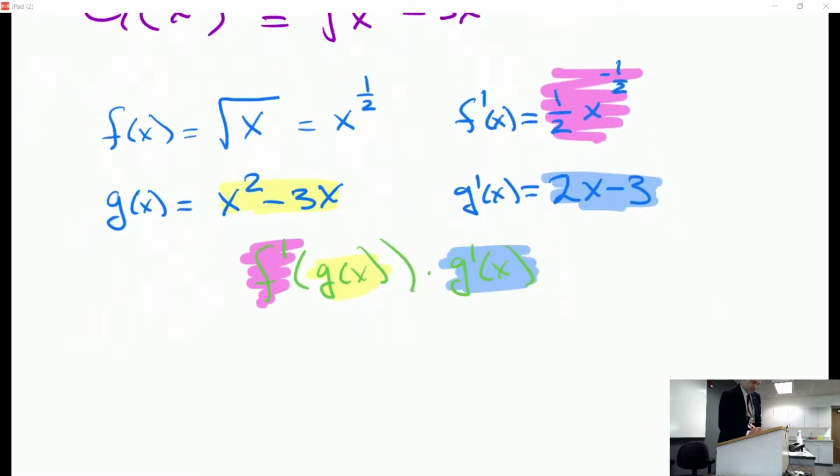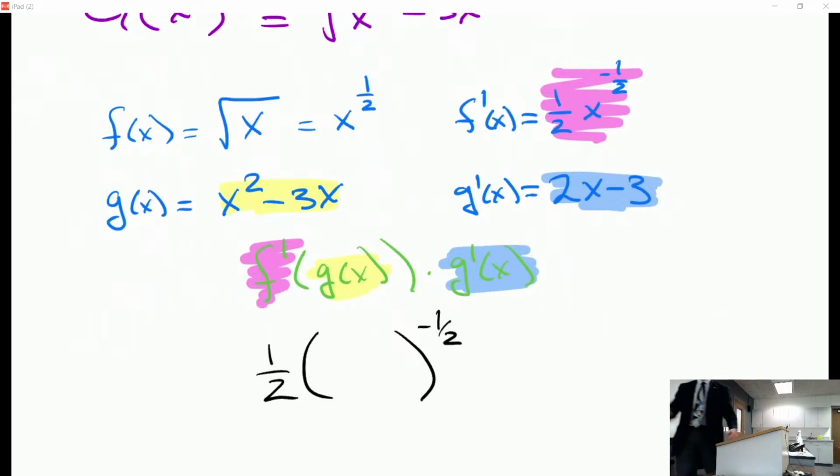F prime is 1/2 times something to the negative 1/2 power. So that's the form of this, but I'm going to put g of x into that. I know it's kind of confusing until you get the hang of it. Hopefully you'll start seeing how this all fits together. X squared minus 3x. And then multiply this by the g prime of x, 2x minus 3.